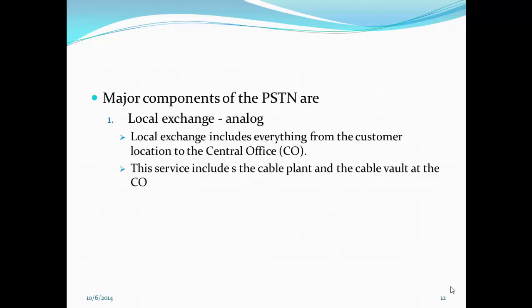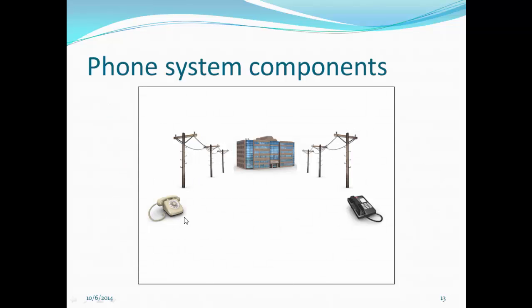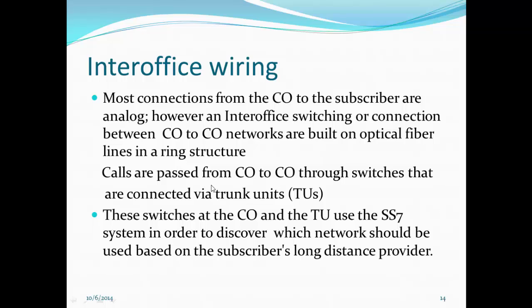This service includes the cable plants and the cable fault at the central office. As you can see in the diagram, this telephone picture represents the phone located in your house, and this is another DTMF phone representing a phone in another house. Notice that from point A to the central office, this is what is called the local exchange. Most connections from the CO to the subscriber are analog.